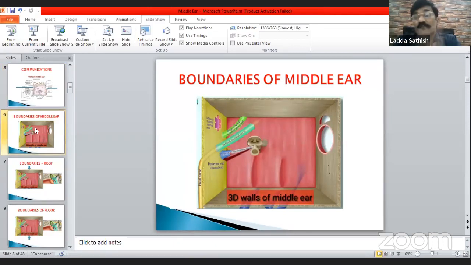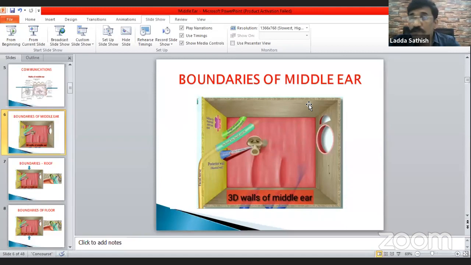If you are looking at the cavity of the ear properly, you can find there are six walls of the middle ear, like a room. Each and every room has a roof, floor, anterior wall, posterior wall, lateral wall and medial wall. In the same sense, the middle ear has this roof, this floor, this anterior wall, this posterior wall, this one is the medial wall. And in front of all these, which is open, that is the lateral wall. So these are the boundaries of the middle ear: roof, floor, anterior wall, posterior wall, medial wall, and lateral wall.